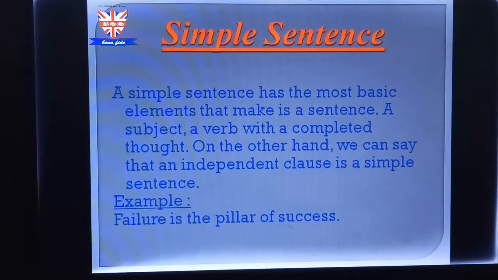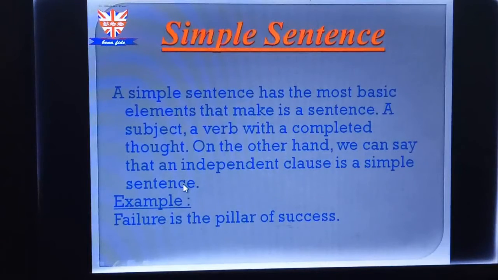Let's go for the last one, the simple sentence. It is simple as its name. You can see a simple sentence has the most basic elements that make a sentence. Okay, so a simple sentence is very much simple. It should have its basic meaning, a subject, a verb with a complete thought. On the other hand, we can say that an independent clause is a simple sentence.